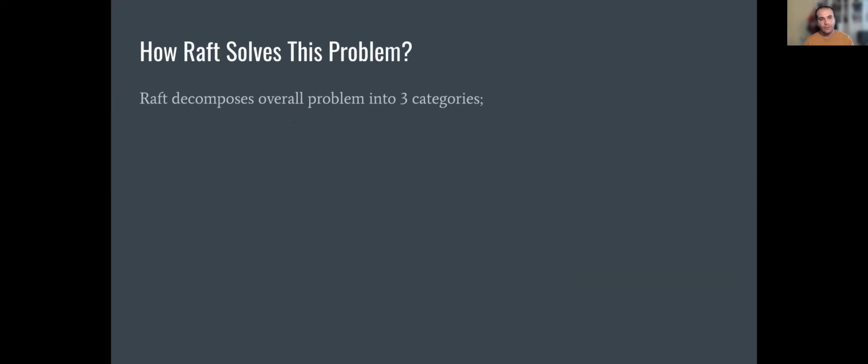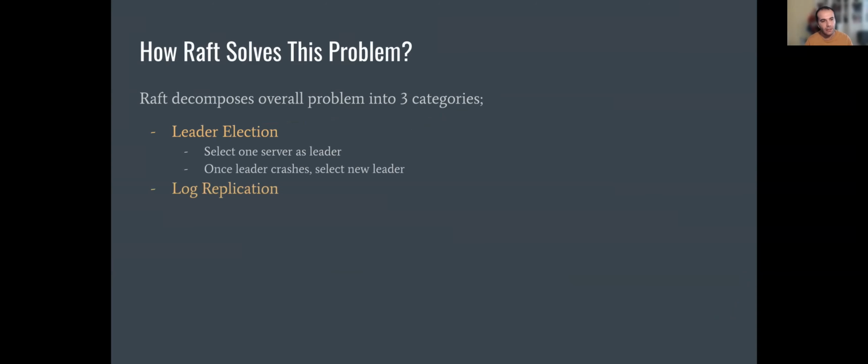Paxos was very hard to understand because the problem is big. So what Raft did was decompose the problem into three categories. The first part of the problem is leader election, and there can be only one leader at a time within this cluster. Once the leader crashes, the system should elect a new leader. That is the main idea.